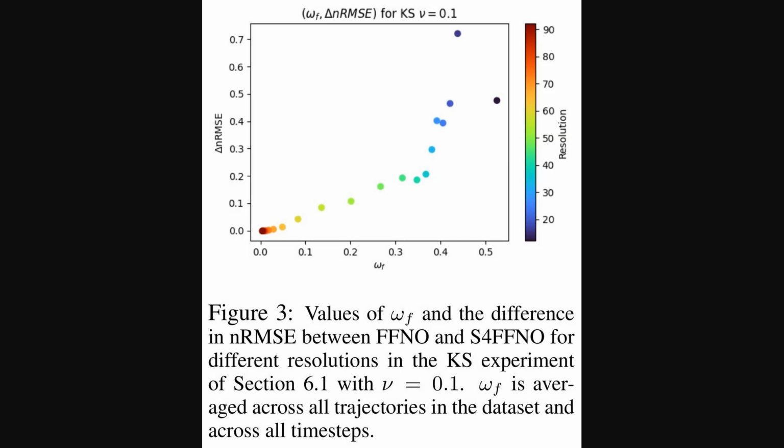So, shifting our focus from noisy data, this next scatter plot really digs into why memory is so crucial with low-resolution observations. On the horizontal axis, we have omega_f. This quantifies the fraction of unobserved high-frequency Fourier modes, those fine details in the partial differential equation solution that are missed at low resolution. The vertical axis shows the improvement, specifically the difference in normalized root mean squared error between the standard factorized Fourier neural operator and the memory-equipped S4FFNO. As omega_f increases, meaning more fine details are lost, the advantage of the S4FFNO model grows significantly. The color scale shows that lower resolutions, the cooler colors, correspond to more lost detail and thus a greater benefit from memory.